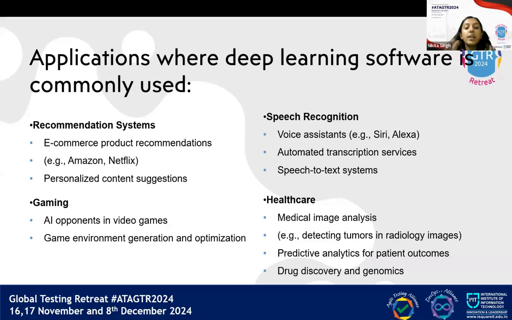So let's see: recommendation systems, speech recognition systems, healthcare, and gaming. So how does a recommendation system basically work? Nowadays, if you're aware of YouTube, Amazon, Spotify, Netflix, almost every platform is using deep learning to analyze user behavior and preferences, and based on that, they make decisions. Deep learning algorithms predict what a user might like, and on the basis of that, they will give you recommendations.